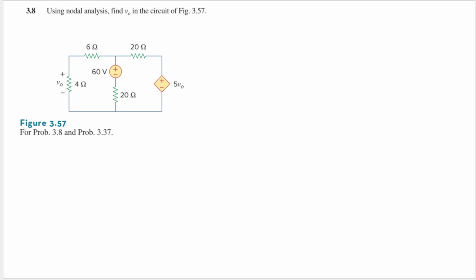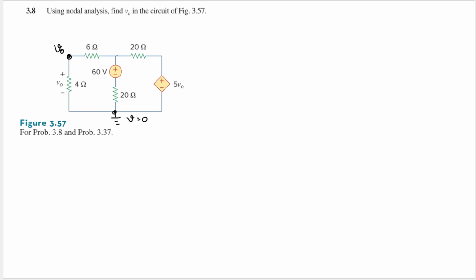The first thing that we need to do is pick our ground, and I think I will pick the bottommost node here as our ground. So the voltage in this node here will be 0. And then this is V0, right? Because this is V0 from the ground. So I will have V0.